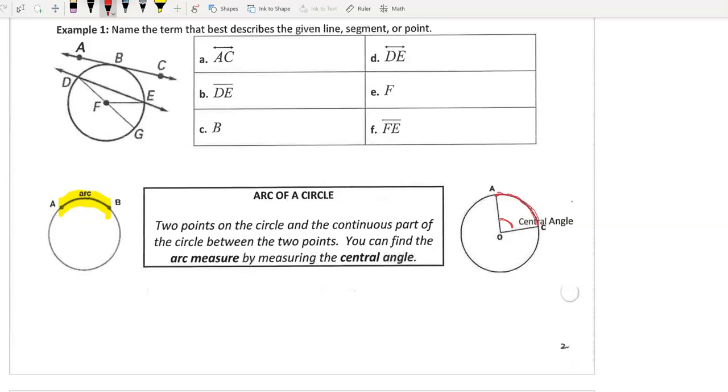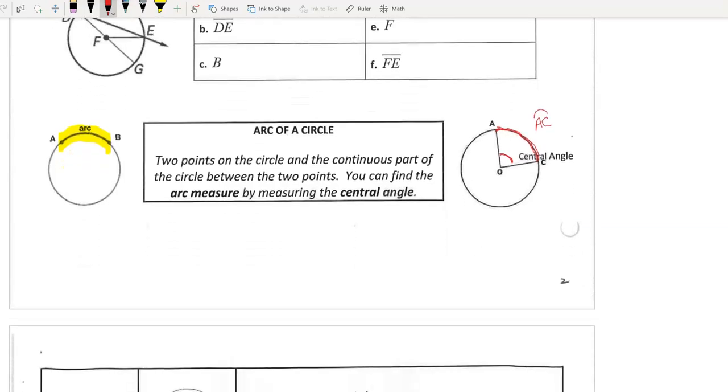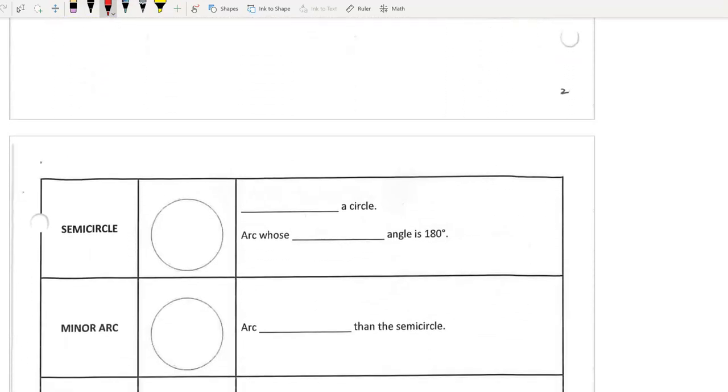We would say arc AC. So here's a little preview, arc AC, and the arc symbol, notice, is that little curvy thing on top. Okay, so if I measured this angle, and let's say the angle measure here, called a central angle, we'll talk about that in a minute too, was 90 degrees, then the arc would also be 90 degrees. Alright, so let's move on.